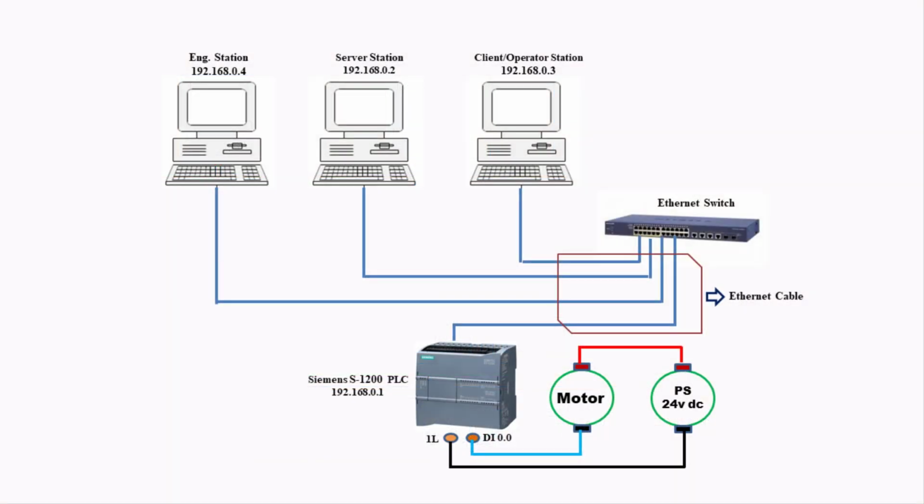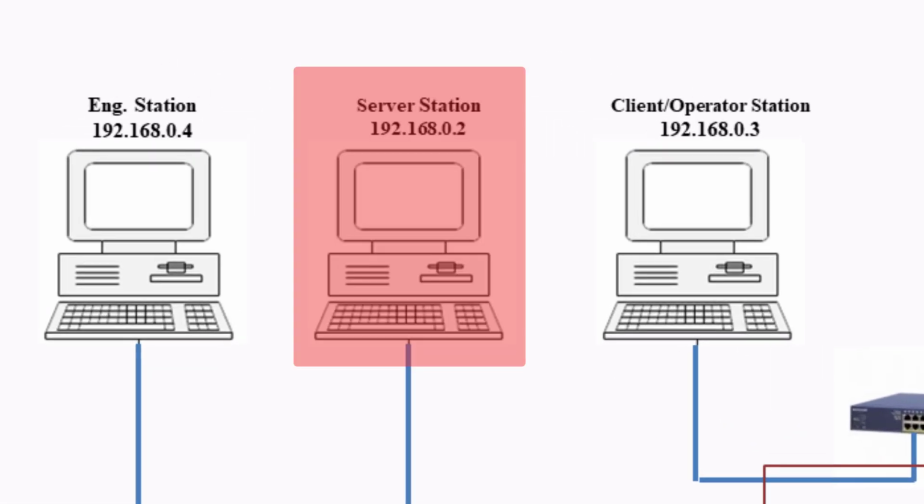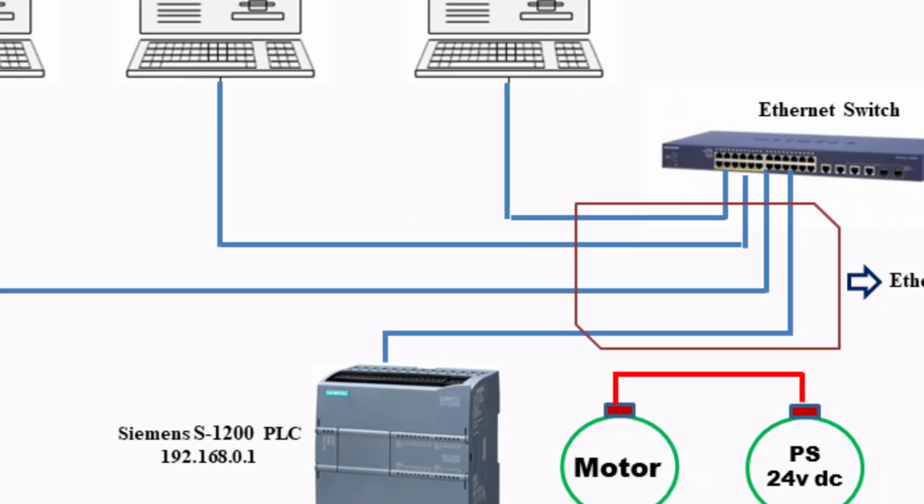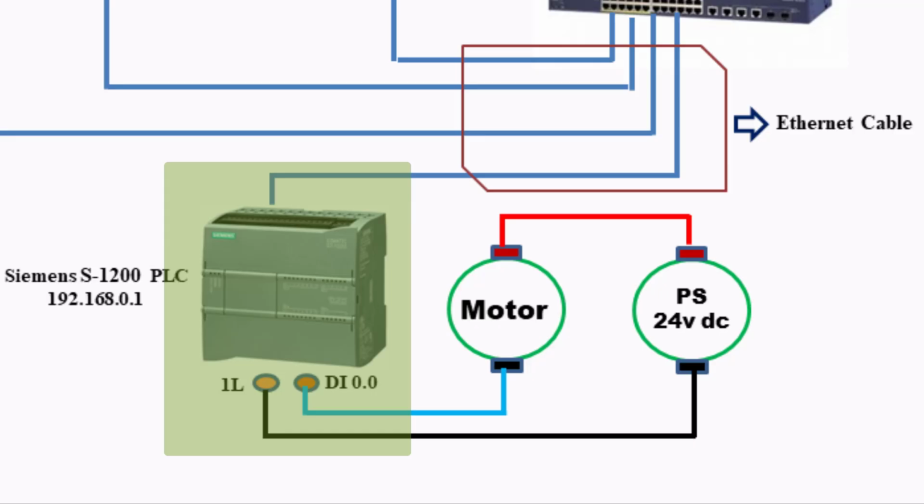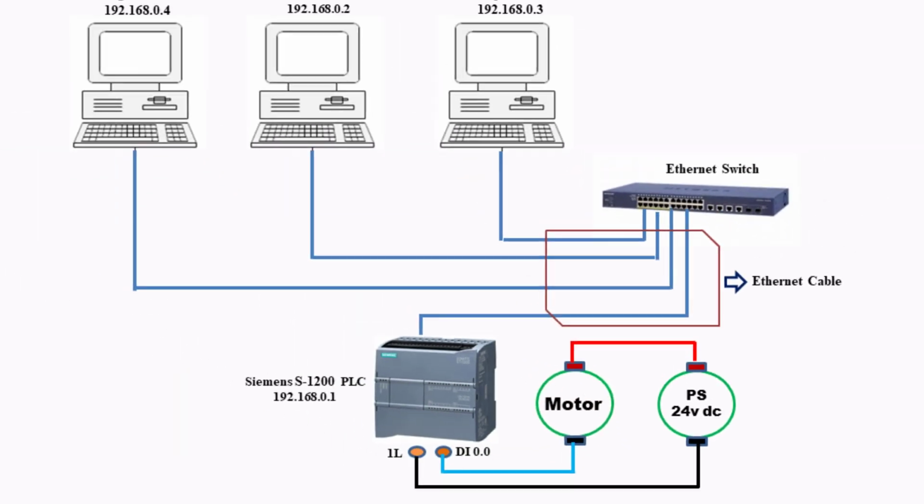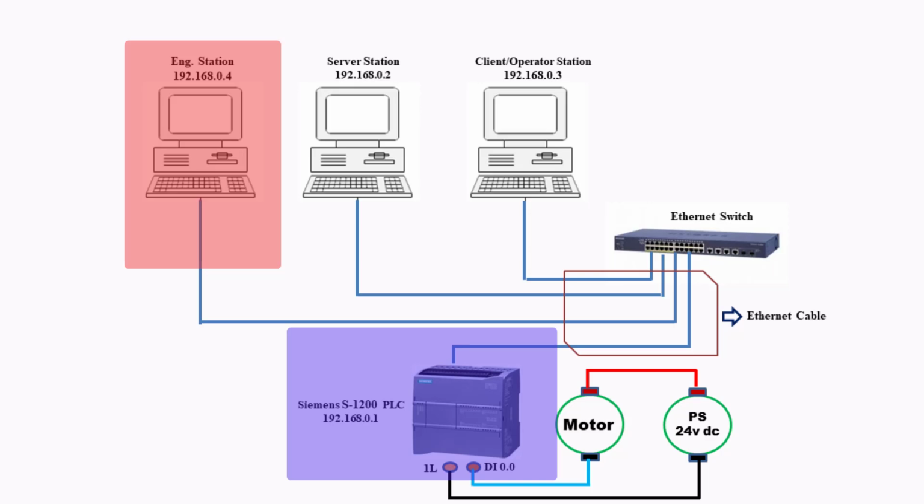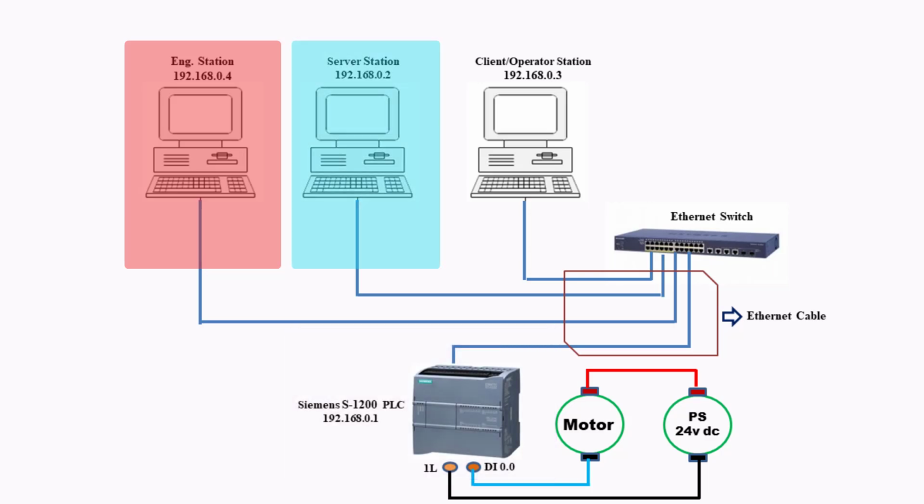In this video, we are going to develop a WinCC SCADA system where a combination of a server station, a client station, and an engineering station is used in a network to get a multi-user type operator interface. An S7-1200 PLC is used in the same network to control a DC motor. The PLC program and SCADA program with server-client configuration will be done on the engineering station.